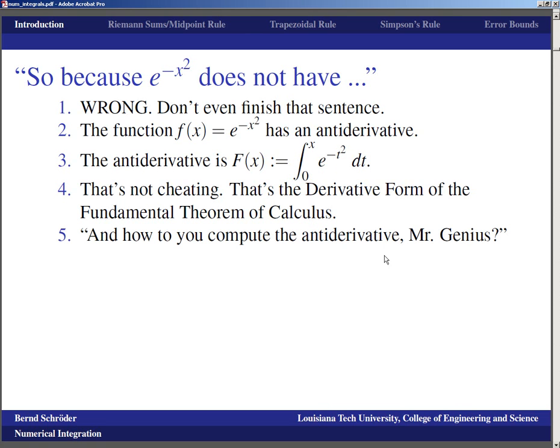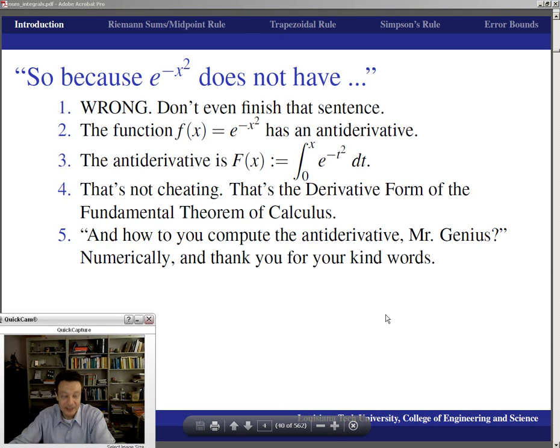What you could then, of course, say is, well, how do you compute that antiderivative, Mr. Genius Teacher? And, well, you compute it numerically. And, thank you very much for your kind words. I appreciate that you think I'm the man, because I think so too, right? Okay, yeah, let's keep going here.